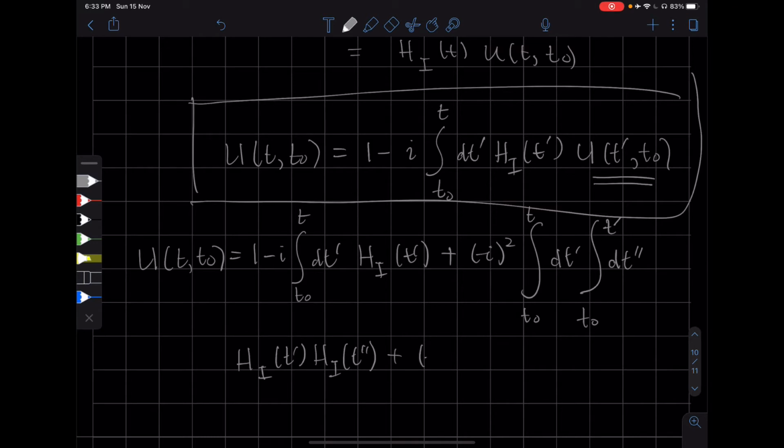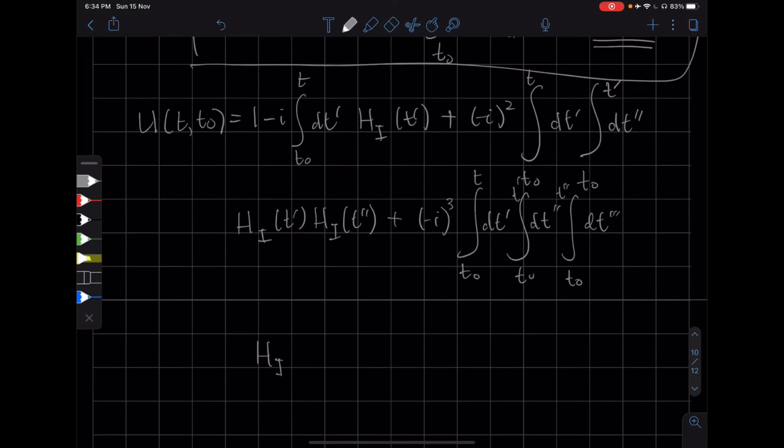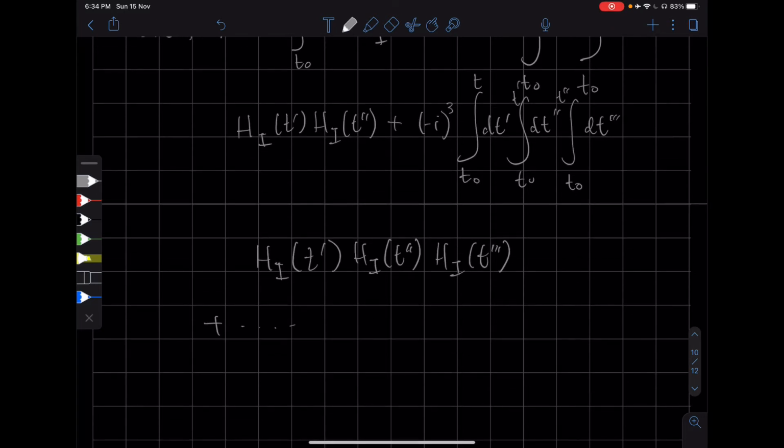And then the term after that will be minus i cubed, and then we'll have three time integrals with respect to dt prime, dt double prime, and dt triple prime. The first one will have limits from t0 to t, the second from t0 to t prime, and the third from t0 to t double prime. And inside the integral, there will be three factors of H: the first H(t prime), the second H(t double prime), the third H(t triple prime). And so on and so forth. There will be an infinite number of terms like this.